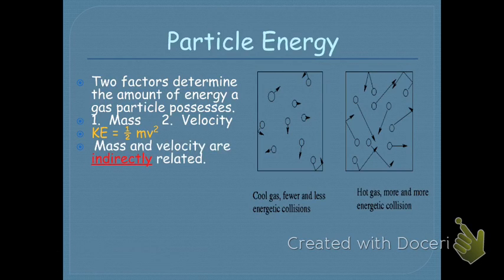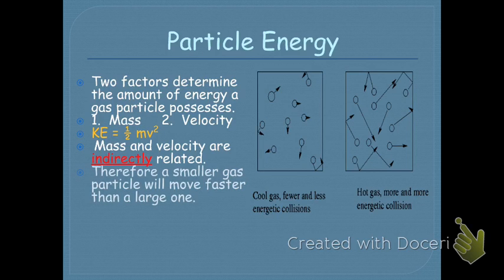Mass and velocity are indirectly related. So if you think about it, if the energy is the same, but the mass goes up, the velocity will decrease. And conversely, if the mass goes down, the velocity will increase. Therefore, a smaller gas particle will move faster than a larger one.